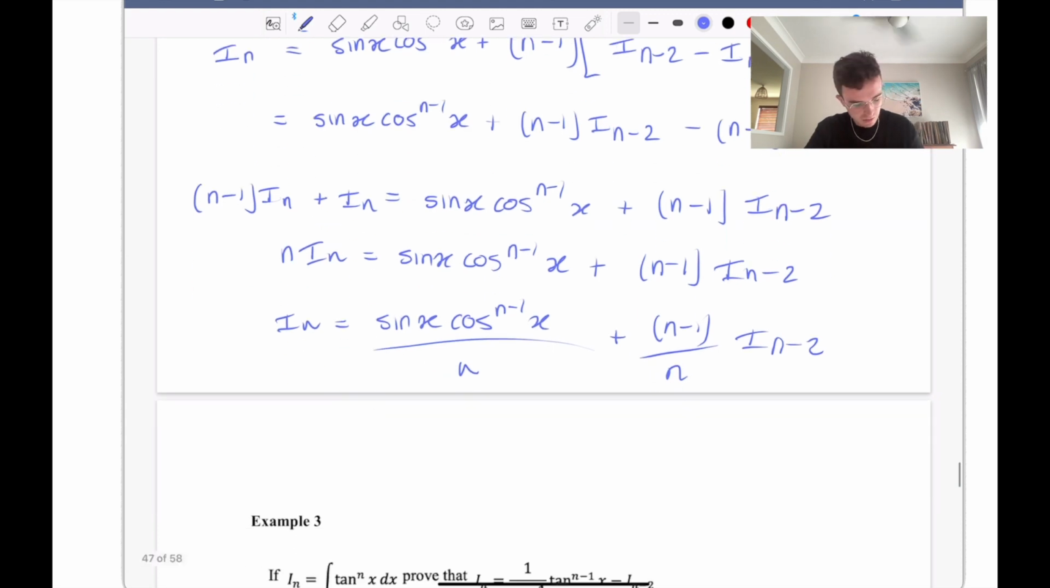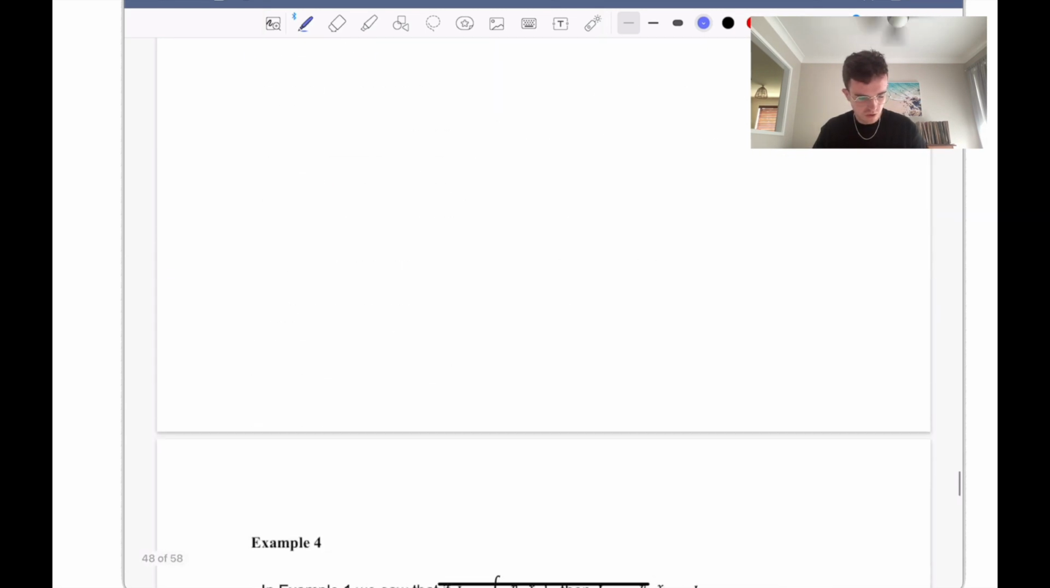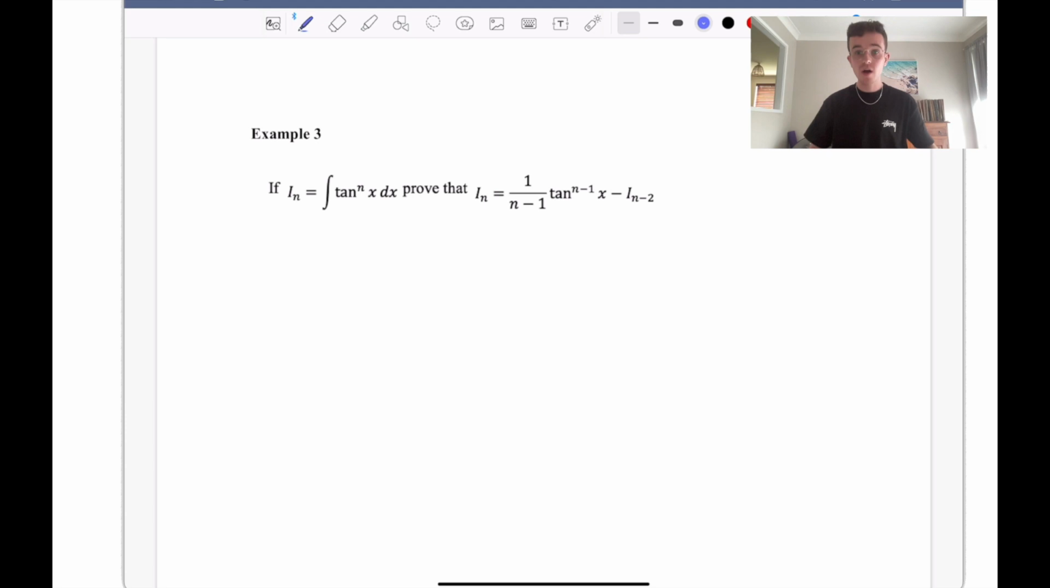Okay, let's have a look at the next one. How many examples do I have? 1, 2, 3 more. Okay, so we're looking at I of n is equal to the integral of tan n of x dx, and we are required to prove that that integral I of n is equal to 1 on n minus 1 tan of n minus 1 x minus I n minus 2.